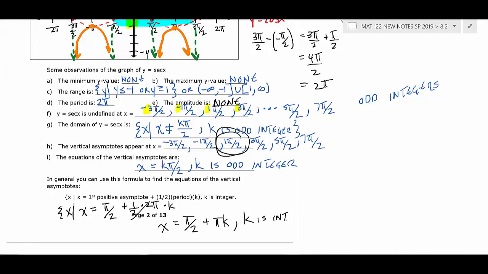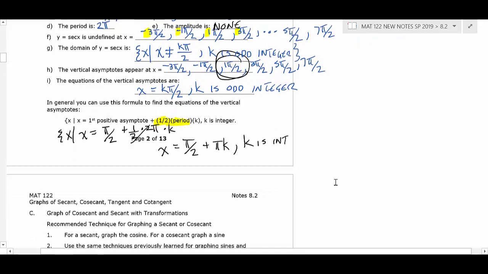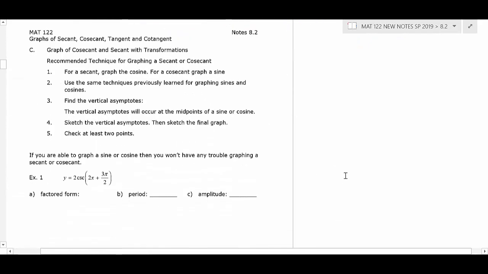So what I say to do is to try to build the formula yourself. And if you struggle with that, just go to this formula and understand that formula to remember it. So you always have an asymptote halfway in the middle of the period. That's why the next asymptote's always 1/2 of the period. If you understand that, you'll remember that. Okay, so that'll take us through the basic graphs of the secant and cosecant and just the basic ideas. Now we're going to move on to doing some transformations on the next page.